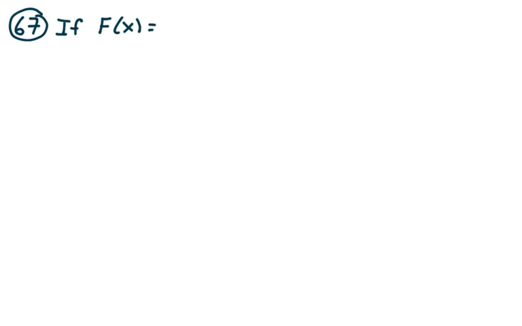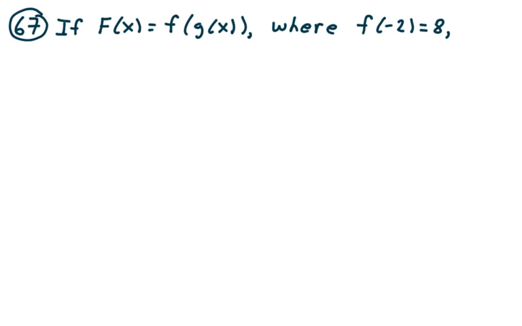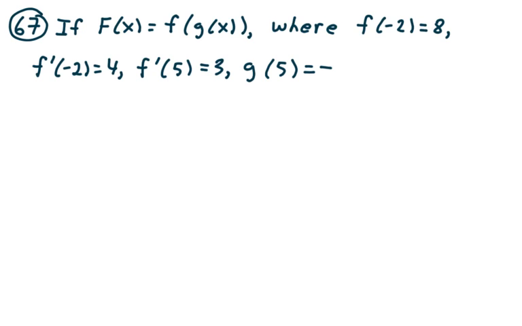Suppose capital F of x is equal to f of g of x, where f of -2 equals 8, f prime of -2 equals 4, f prime of 5 equals 3, g of 5 equals -2, and g prime of 5 equals 6.